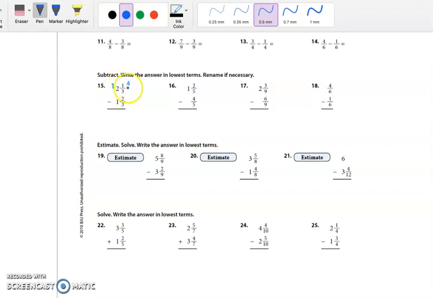However, even though we have the same denominator, because the second fraction has a greater numerator, we can't take this number from the first numerator. So what we're going to do, we're actually going to make this improper. So step number 1.